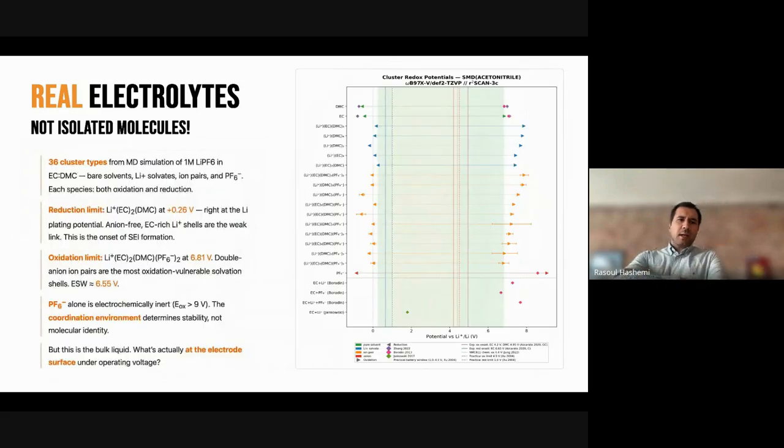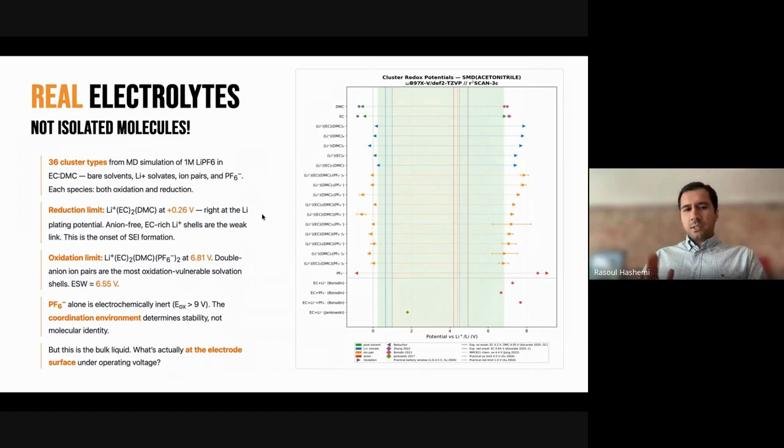And the results are like this. For that electrode that I showed, we picked 36 cluster types, okay? And each line here shows one cluster. You can see that the reduction limit is this Li plus EC2 DMC. There is no anion in it, so the reduction limit is anion-free. So it's sort of the onset of the SEI formation.